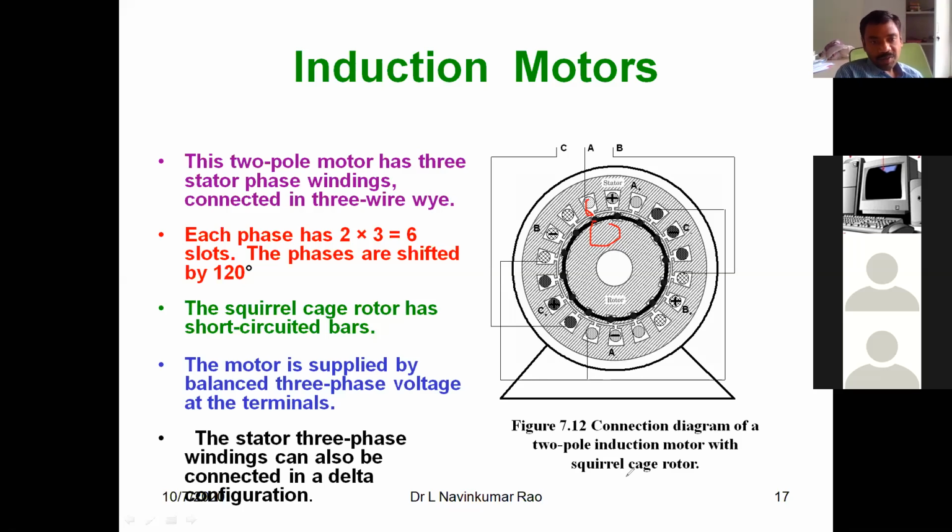The squirrel cage rotors have short circuited bars. And in that, the rotor winding is short circuited, not stator winding. The stator three-phase windings can also be connected in delta configuration. The stator winding is three-phase winding. It can be connected in star as well as delta. In general practice, motors are connected in delta. Synchronous machine is always connected in star. But three-phase induction motors are generally connected in delta for high power applications.